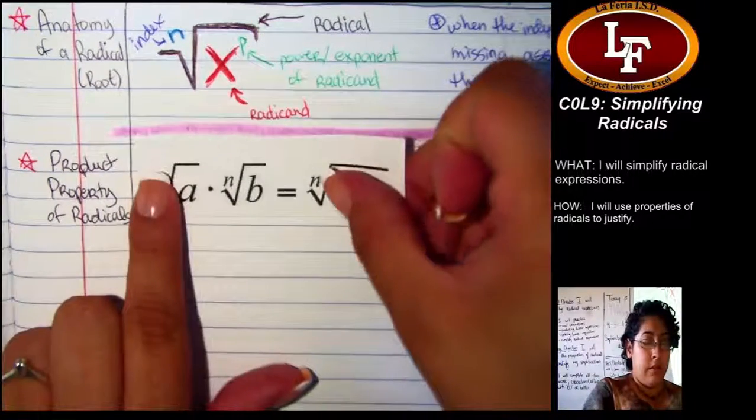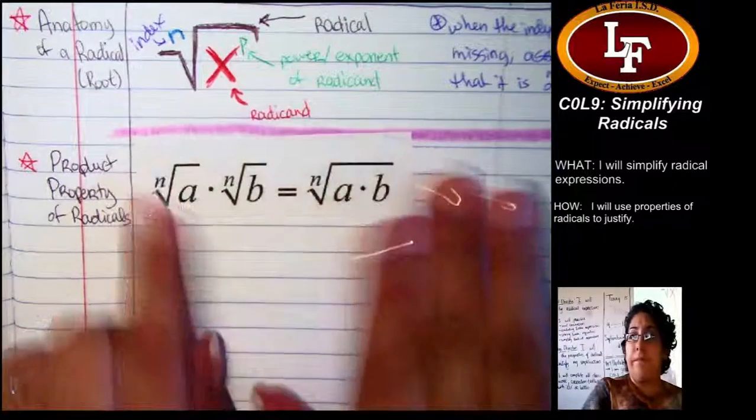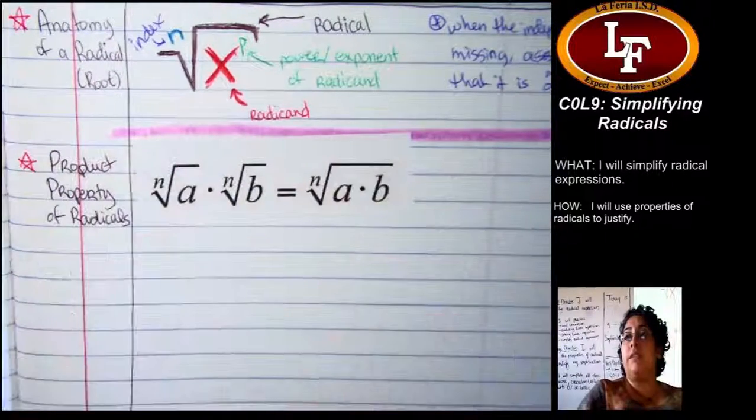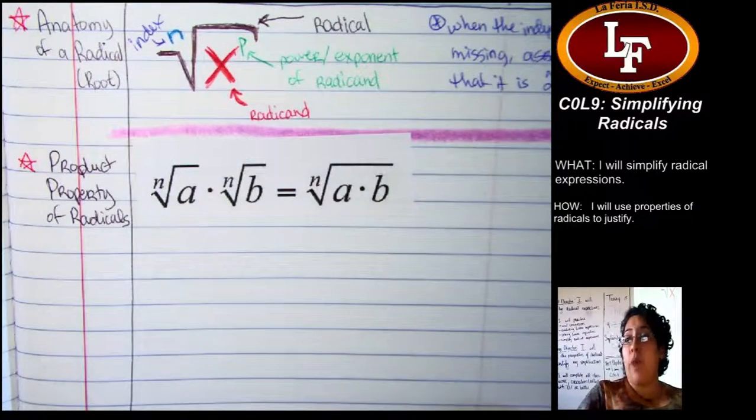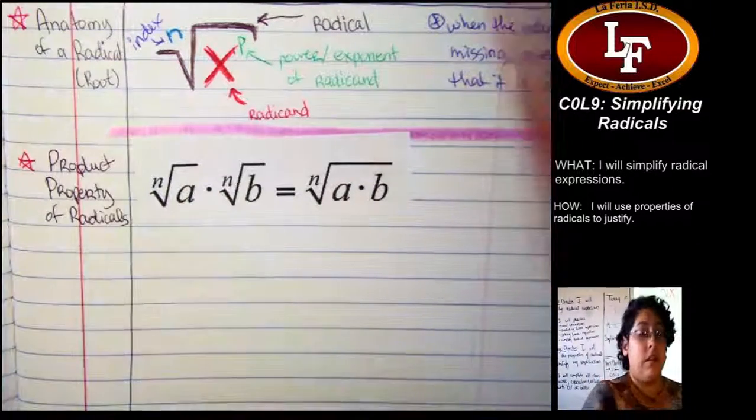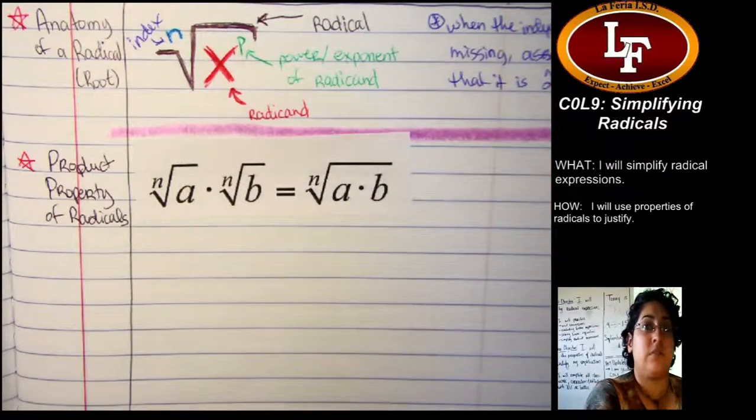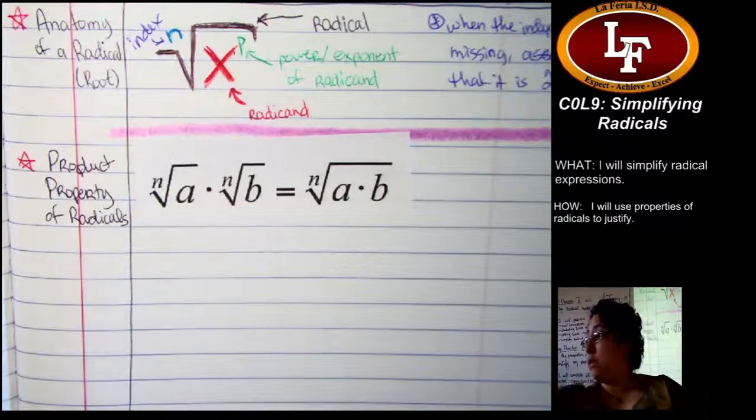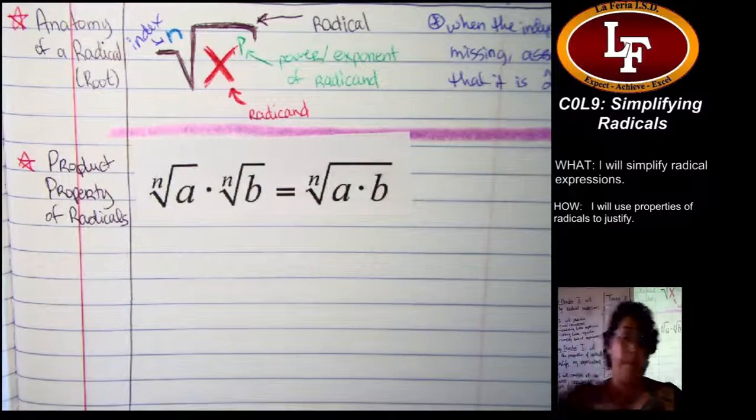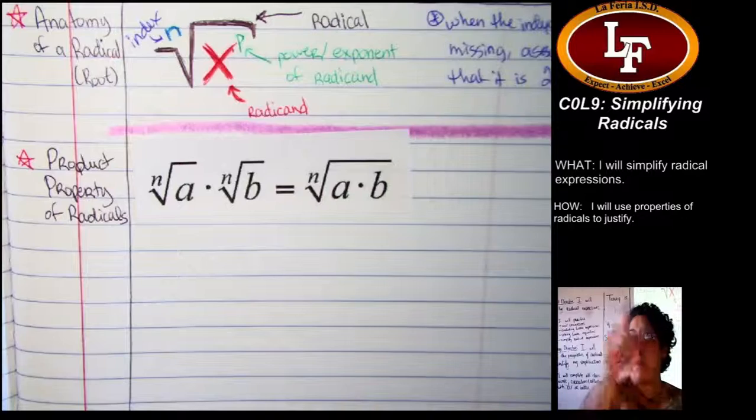On the right side? Right here. This is the product property of radicals. Will you pass this on, please? Cool. Evelyn.